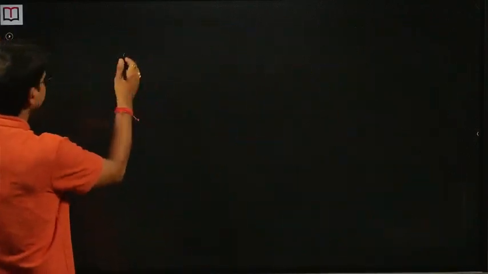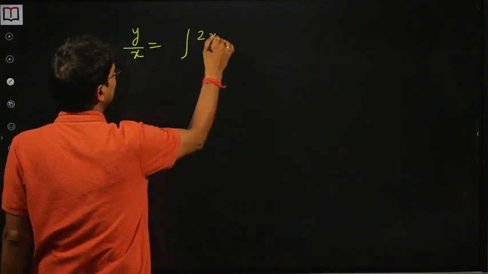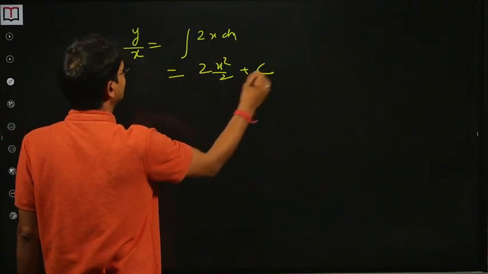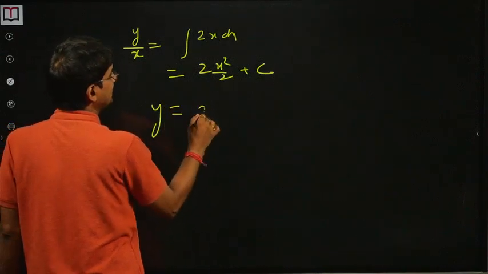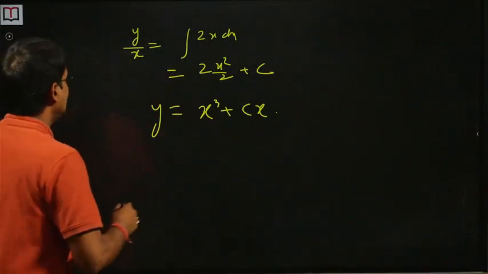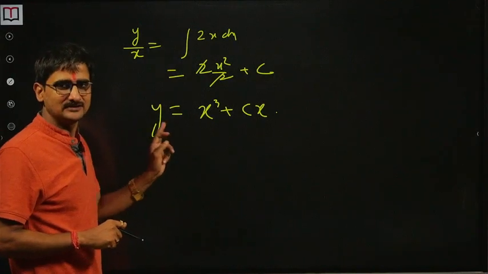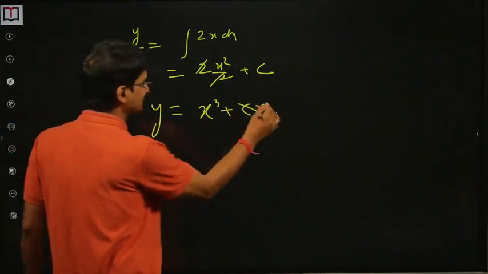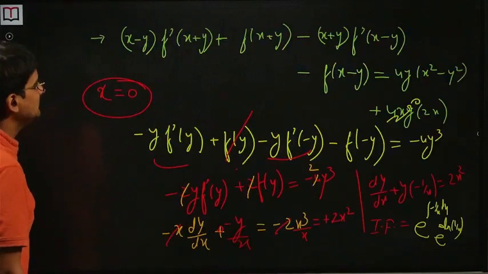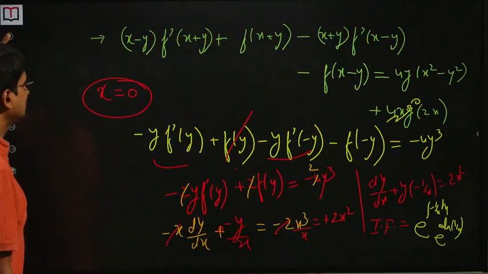So we get here y by x is equal to the integral of 2x dx, 2x square by 2 plus c. So y is equal to x cube plus cx. But what about c? Okay, c is 0, done. Putting x as 1, y is simply x cube, but that's not possible because the value of f of 1 is minus 2. Okay, f of 1 is not 1.